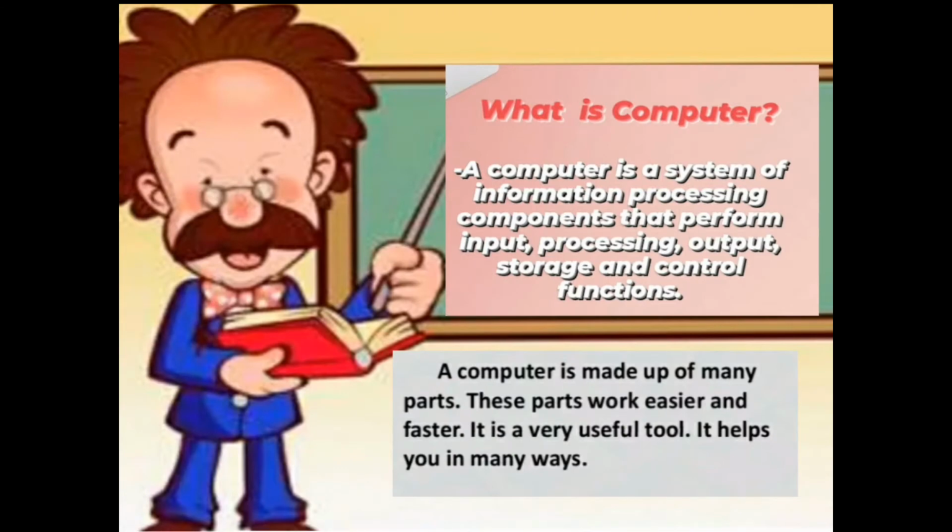What is a computer? A computer is a system of information processing components that perform input, processing, output, storage, and control functions. A computer is made up of many parts. These parts work easier and faster. It is a very useful tool. It helps you in many ways.